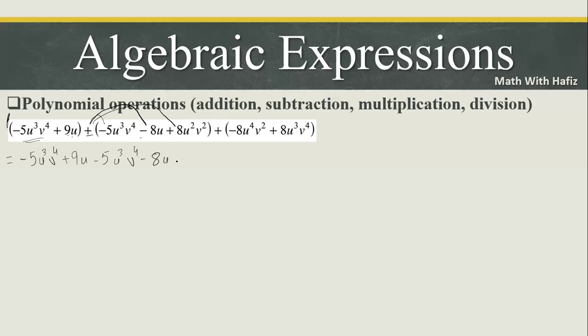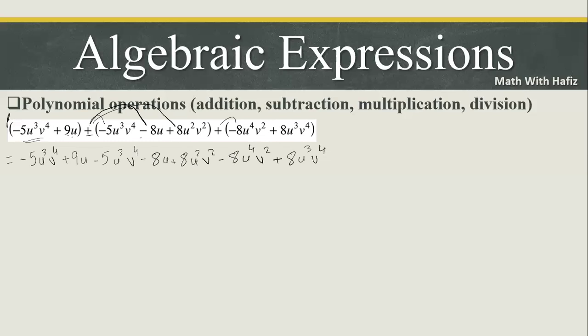Then plus multiply by plus, it will be plus 8u square v square. Again, distributive property, negative 8 u to power of 4, v to power of 2, then plus 8 u to power of 3, v to power of 4.